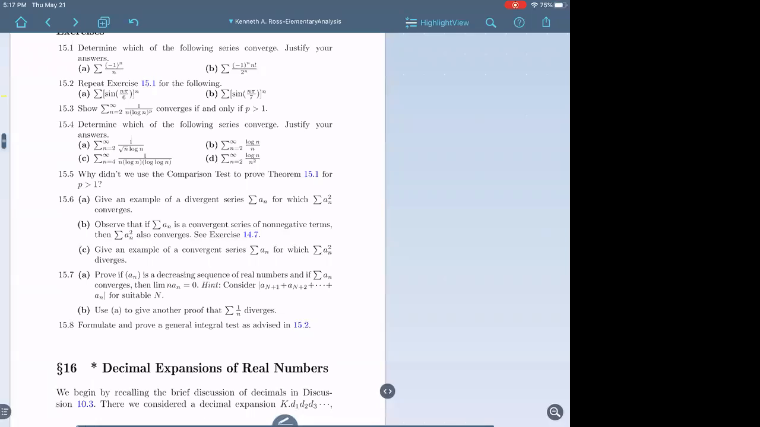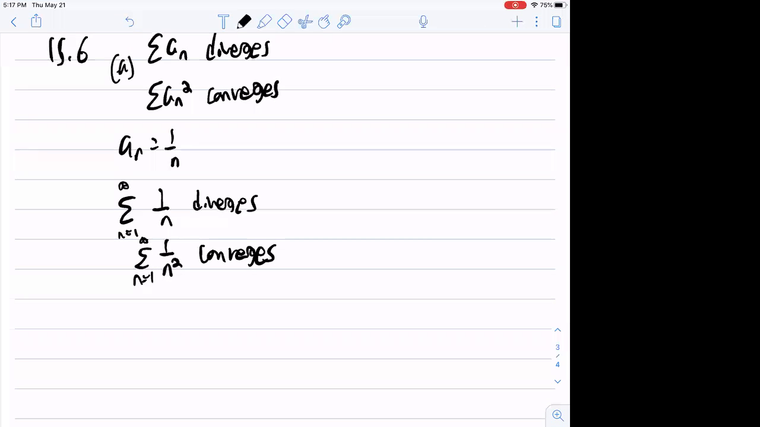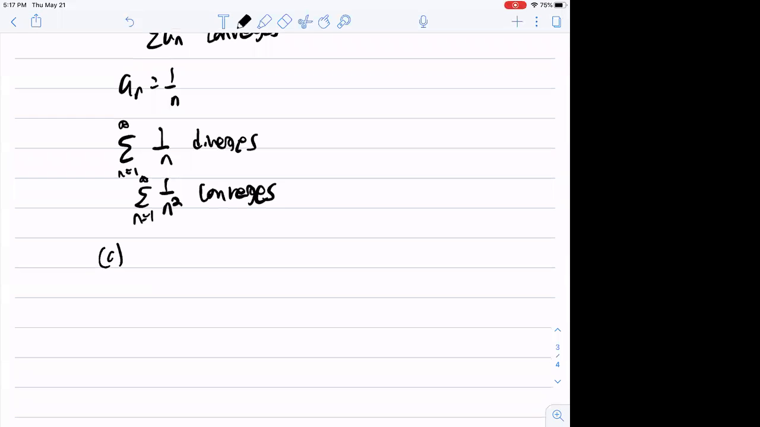For part B, I did it for the general case, for an to the p power in the last discussion, not just an squared. So just look back for 15.6b. Now 15.6c: I want sum an to converge, and sum an squared to diverge. Can anyone give me one?